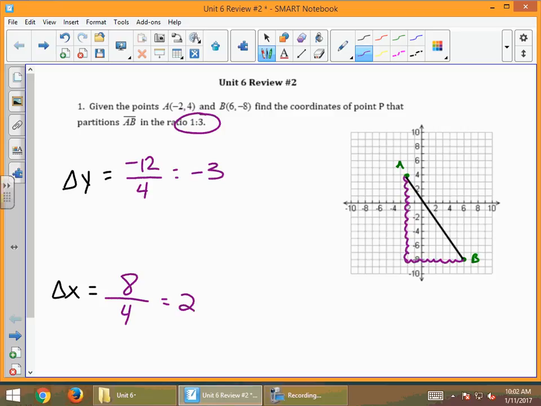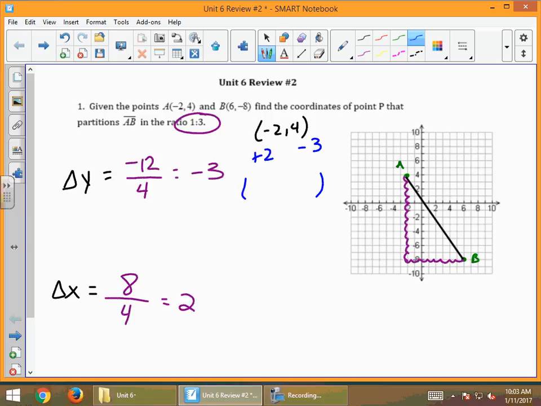When you get those values, you're going to add them to the point you started with. What point did we start counting from? Negative 2, 4. We started counting from A. So add what you got with the x to the x value, and add what you got with the y to the y value, or subtract if it's negative. You keep doing that process till you get that second point.